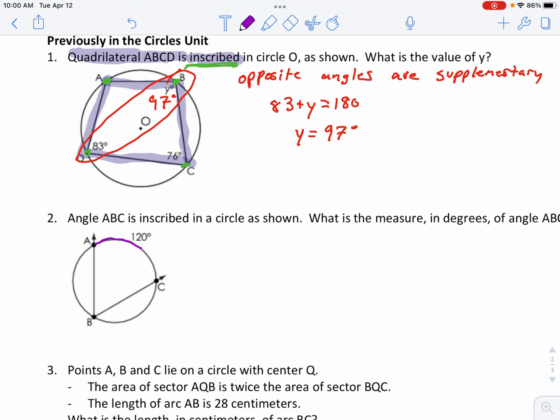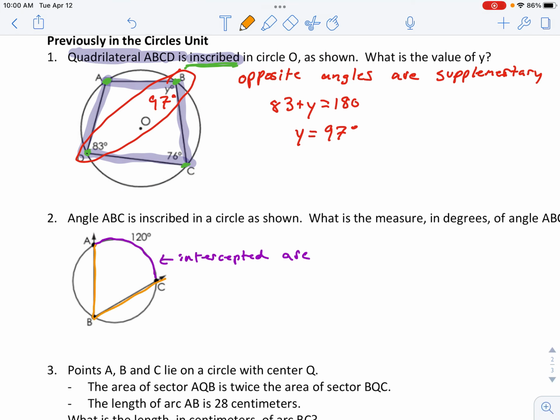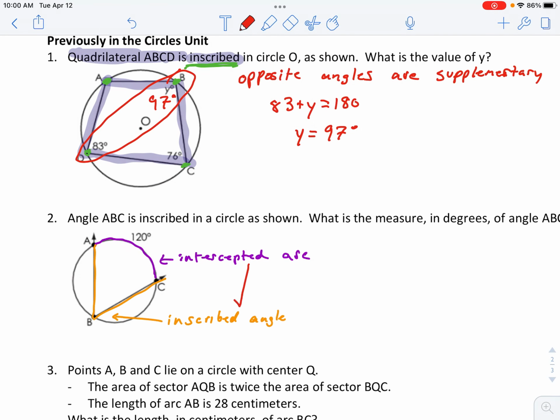Another specific fact is that this is an intercepted arc. This is an inscribed angle. All you got to know is that to get from arc to angle, the arc is double the measure, so all you got to do is divide by 2. To get from intercepted arc to inscribed angle, you divide by 2. So angle ABC right here is just 60 degrees. You just take 120 and divide by 2. Sweet.